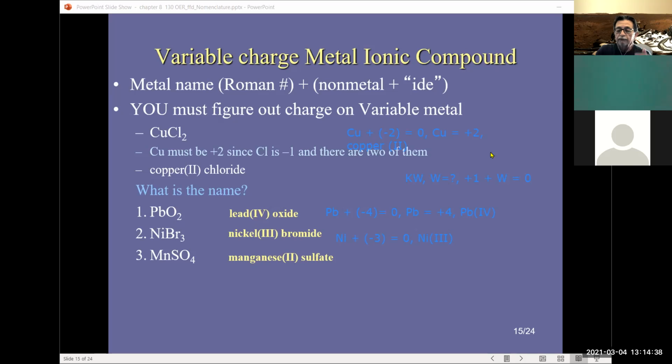Remember, we have to use Roman numerals for all the metals that are not those 16. Those other 16, group 1, group 2, and the other 4, aluminum, zinc, silver, and cadmium. Those 16 had constant oxidation numbers. So we don't use Roman numerals for them because they're constant. Everyone else has a variable. And hence, we have to use Roman numerals.